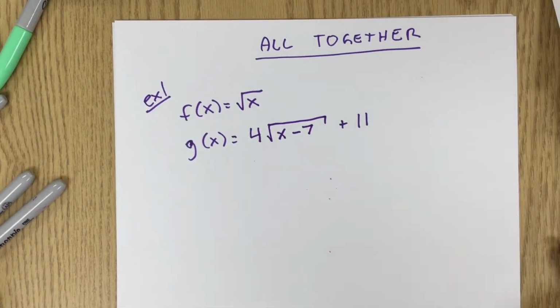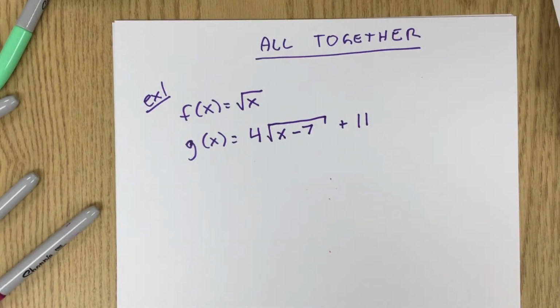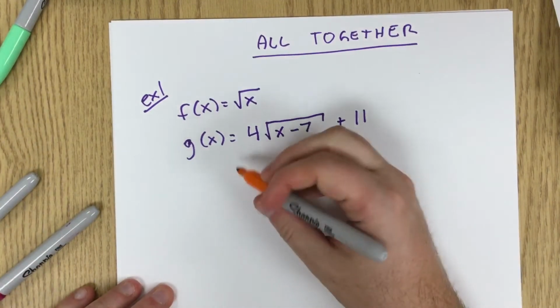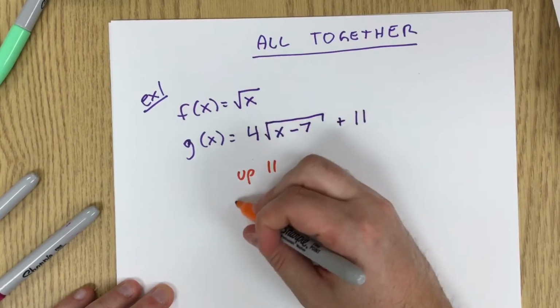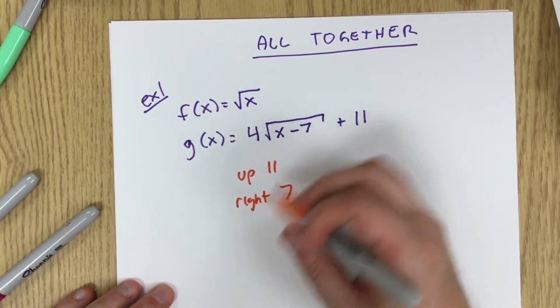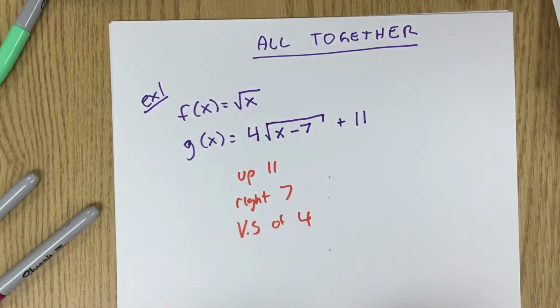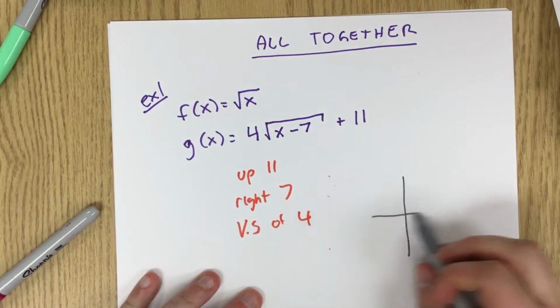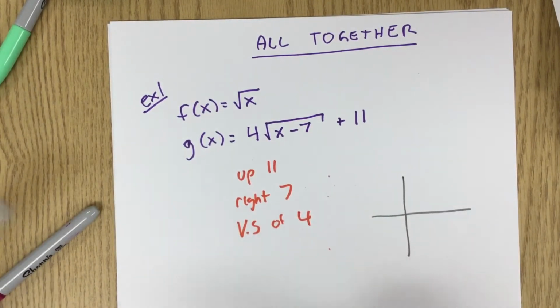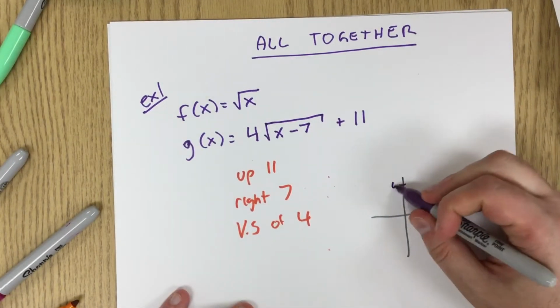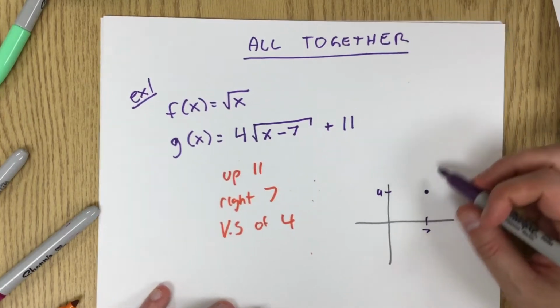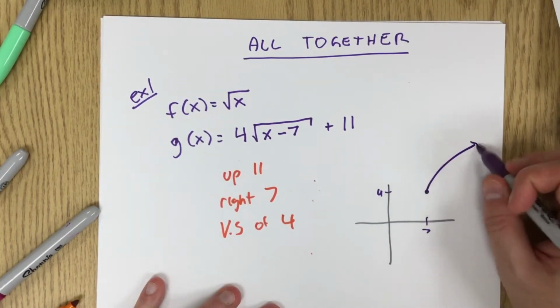What we have is up 11, right 7, and a vertical stretch of 4. If I was going to sketch this thing, the stretch I'm not going to panic about too much right now, but it's been moved right 7, up 4, and it's kind of stretched like that.